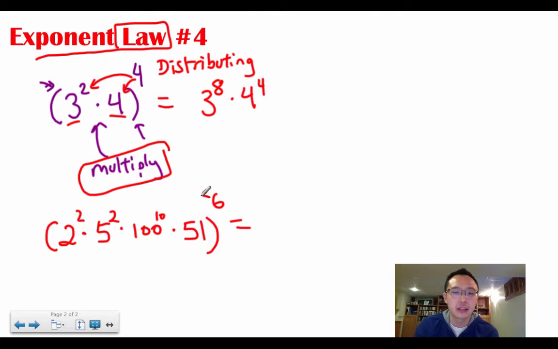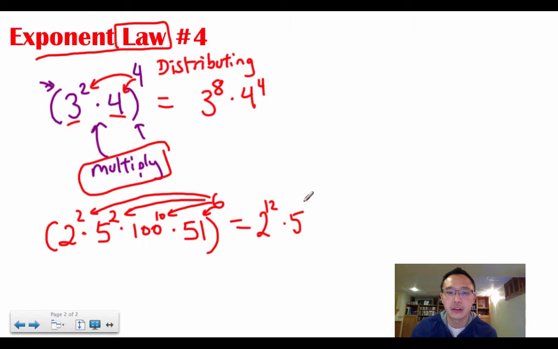So the shortcut here is that you're just multiplying this exponent to each of these exponents. This 51 doesn't have an exponent, but it does have an invisible 1, so there is a 1 there. So your answer is 2 to the power of 12 times 5 to the power of 12 times 100 to the power of 60 times 51 to the power of 6.